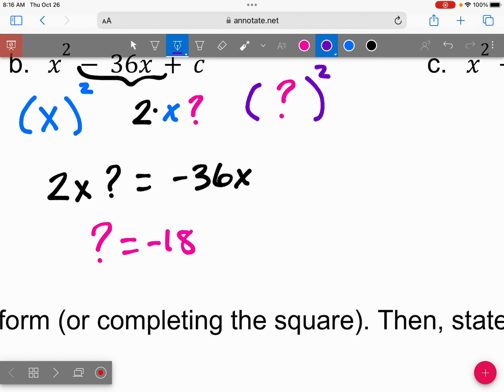So if question mark is 18, what is the term C going to be? 324. Yep. Just letting a lot of people say it. 324.